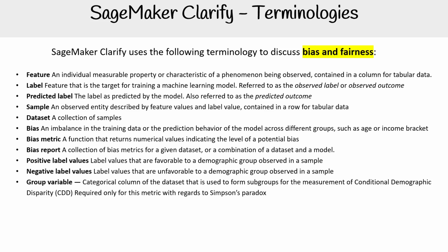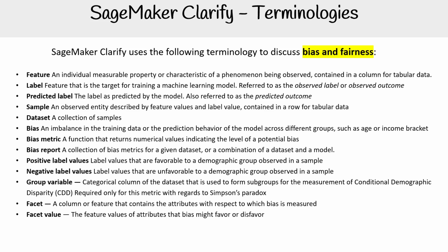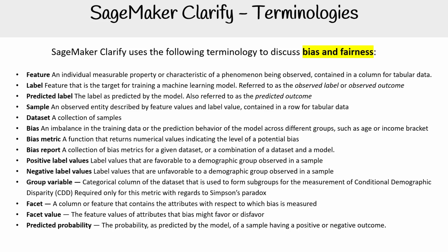Group variable, a categorical column of the data set that is used to form subgroups for measurement of conditional demographic disparity, CDD, required only if you're utilizing Simpson's paradox. Hope that has something to do with the Simpsons, the cartoon. Facet, a column or feature that contains the attributes with respect to which bias is measured. Facet value, the feature values of attributes that the bias might favor or disfavor. Predicted probability, the probability as predicted by the model of having a positive or negative outcome.